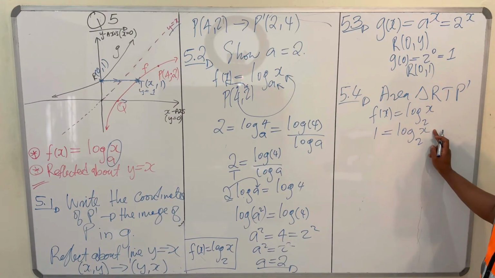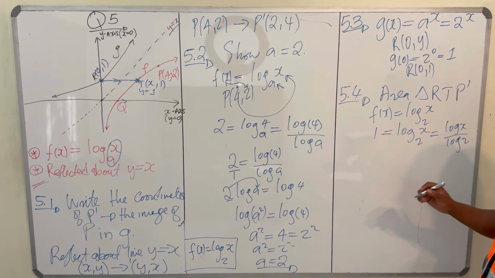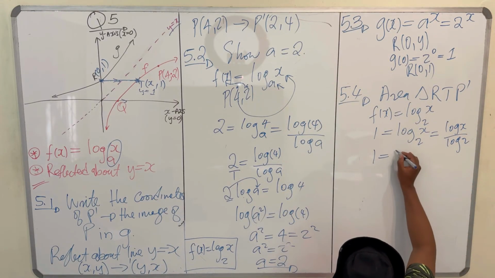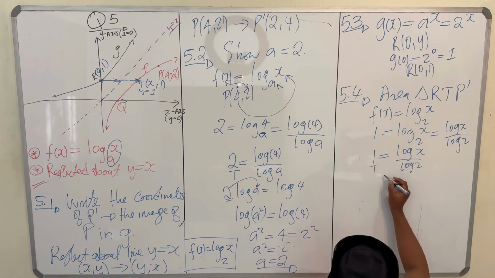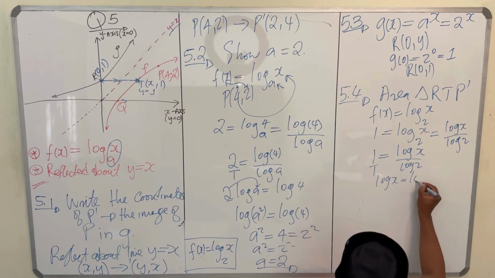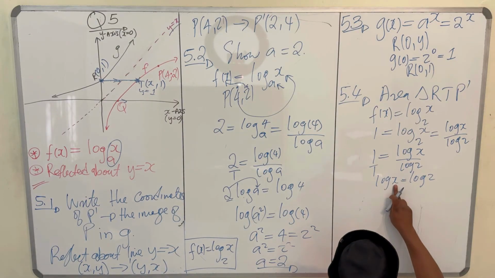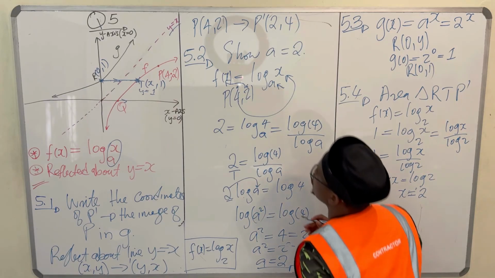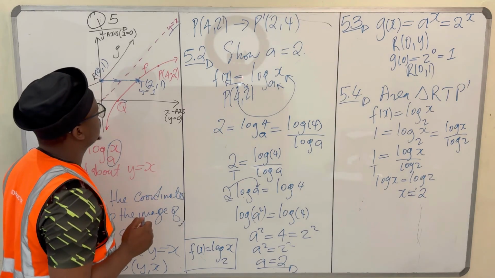How are we going to find x? This is equal to log x over log 2, the same way we did here. Then you cross multiply: 1 is equal to log x over log 2, so log x is equal to log 2. Since they're identical, x should be 2. So we have the x coordinate of this point to be 2. These are the coordinates of T.